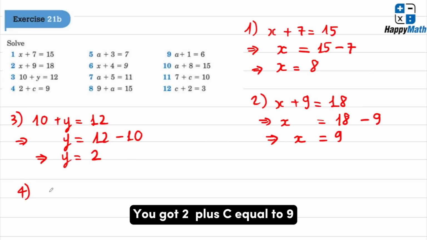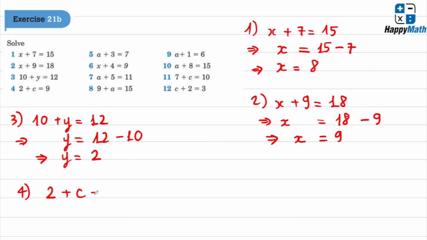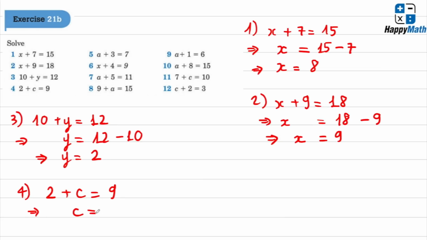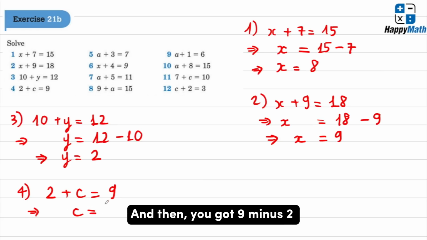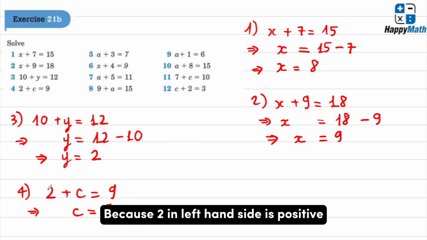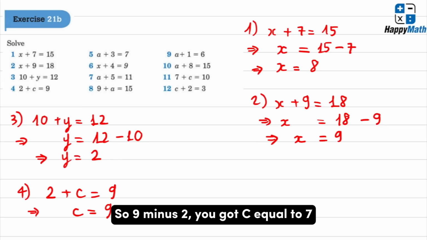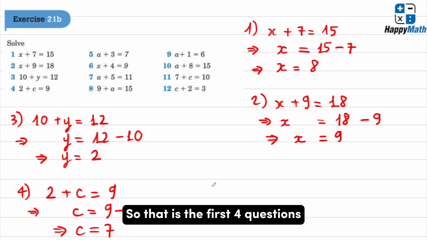Question 4, you got 2 plus c. For this question, c is the variable. And then you got 9 minus 2, because 2 on the left hand side is positive. Moved to the right hand side, 2 becomes negative. So 9 minus 2, you got c equal to 7. So that is the first 4 questions.